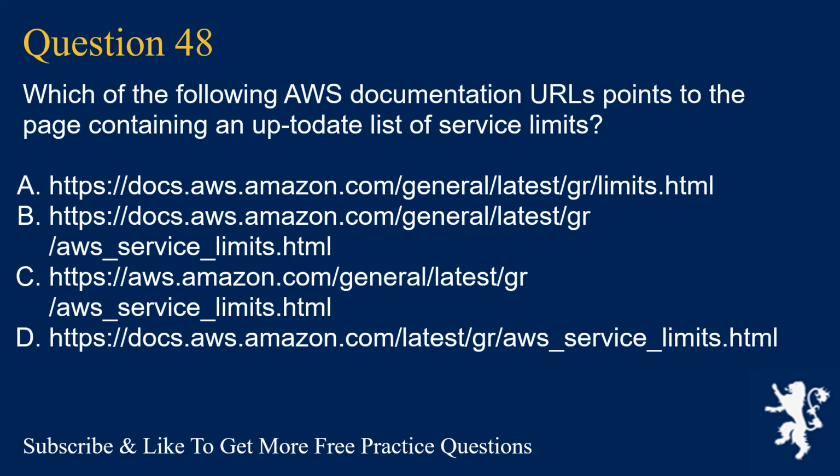Question 48. Which of the following AWS documentation URLs points to the page containing an up-to-date list of service limits? A. https://docs.aws.amazon.com/general/latest/gr/limits.html. B. https://docs.aws.amazon.com/general/latest/gr/aws_service_limits.html. C. https://aws.amazon.com/general/latest/gr/aws_service_limits.html. D. https://docs.aws.amazon.com/latest/gr/aws_service_limits.html.